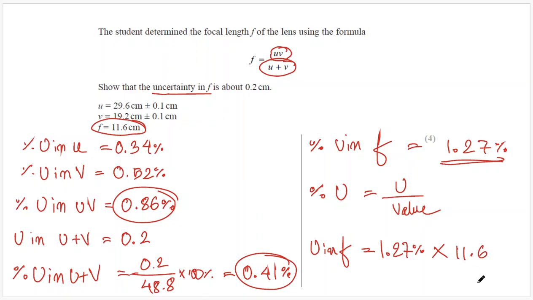So 11.6 times 1.27% gives you 0.147 something. So uncertainty rounded off in 2SF, uncertainty in F equals 0.15 centimeter. And since this was a 'show that' value, always remember, you always have to give 1SF higher than the 'show that' value. So the 'show that' value here was in 1SF, so you have to give your answer in 2SF.